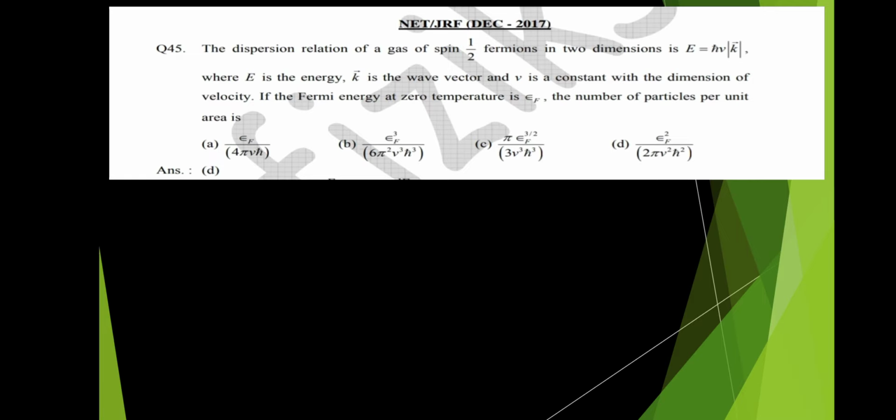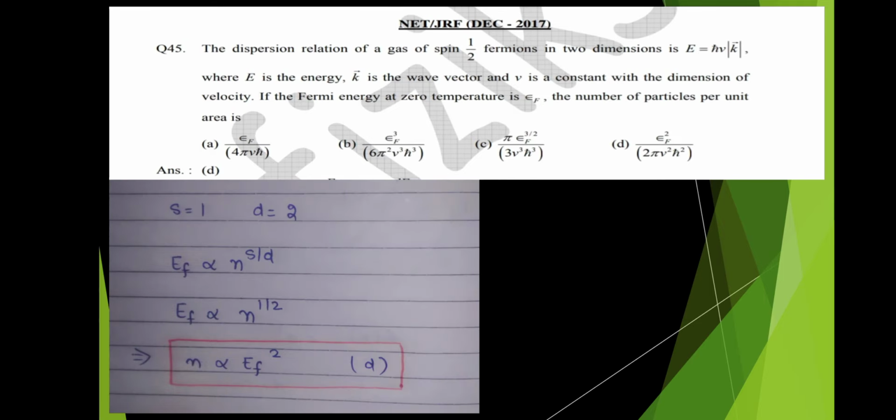Then this question is of December 2017, and a dispersion relation for spin half fermions in 2 dimension. So the dispersion relation is already given to you. So S is equal to 1, clearly you can see from the dispersion relation, and they are asking about the dependence of the number of particles per unit area, that is number density. See here in the options you can clearly see that the power of E_F, the Fermi energy, is different in all the four options.